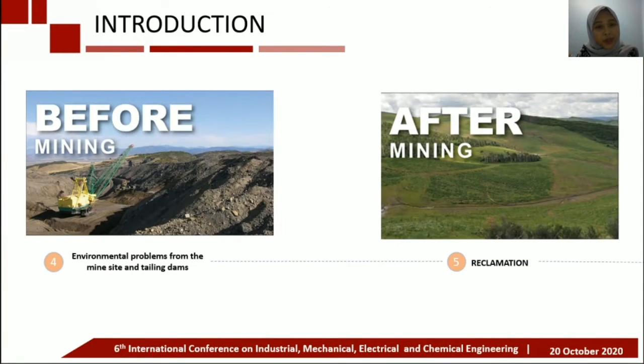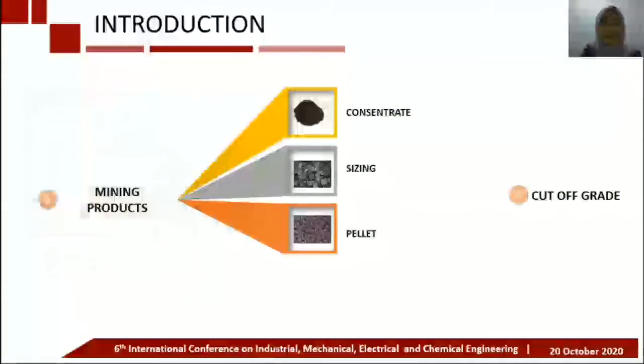Besides the waste, mining operations also have environmental problems from the mine site and tailing dams. Reclamation is needed in this case and needs to be included in the cut-off grade calculation. In this research, we consider a mining company which produces multi-products, namely concentrate, sizing, and pellet, to calculate the optimum cut-off grade.